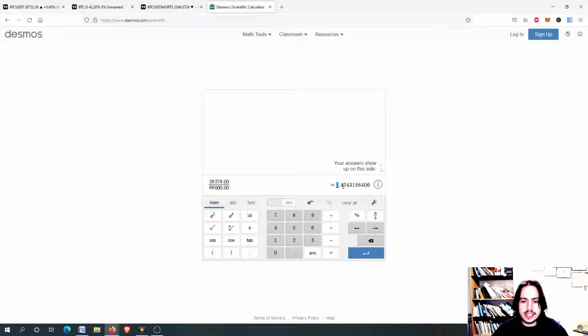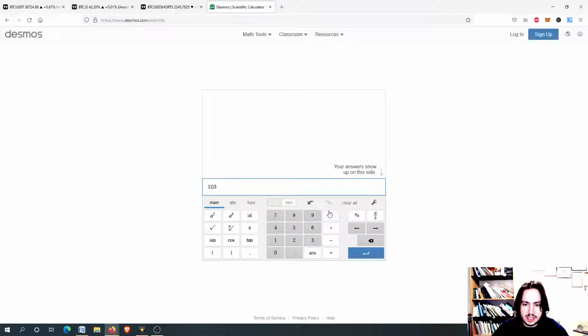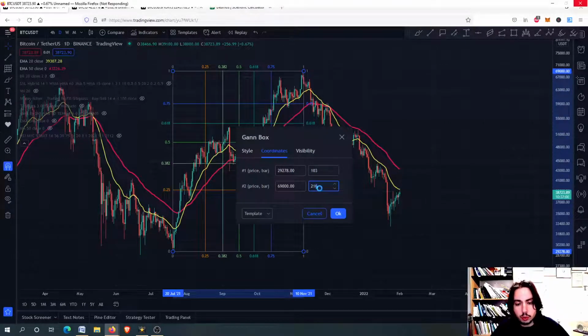Copy this number, and then we divide it by 103. Okay, so we are going back to the calculator right here, and we are dividing this number by 103, and there we go, we get 243. So we paste this number right here into the box, 243. Okay, so there we go.